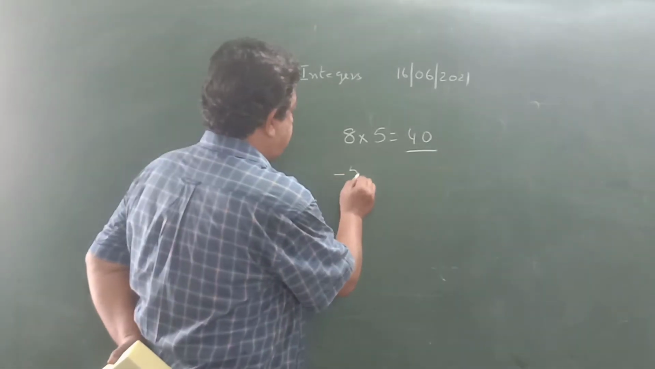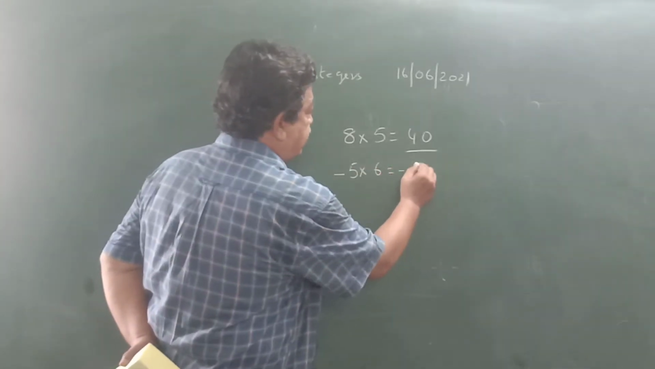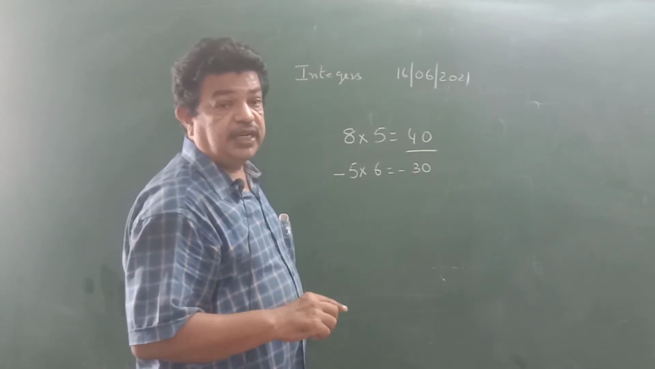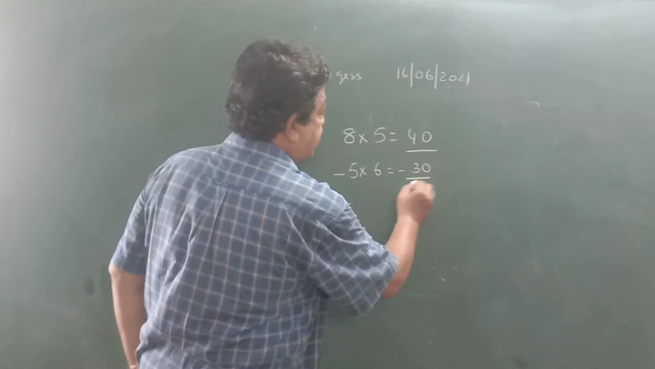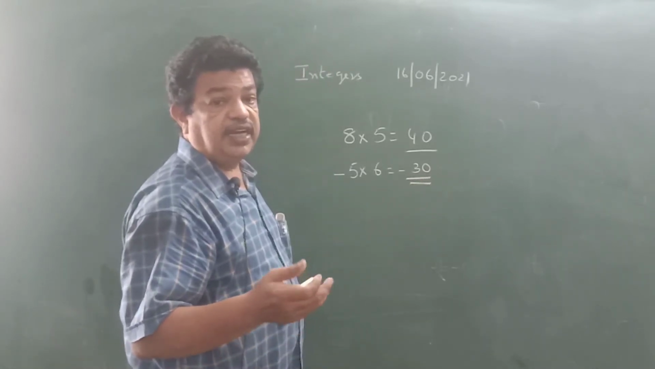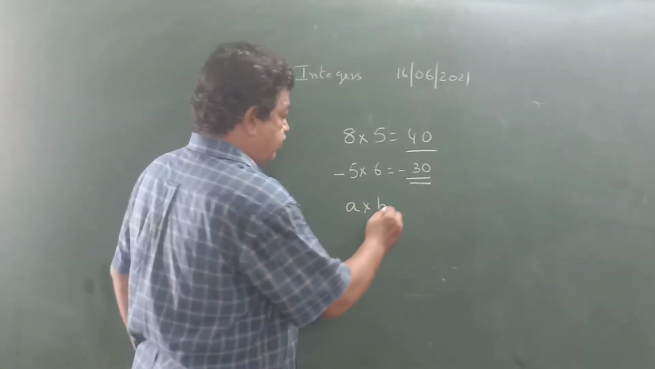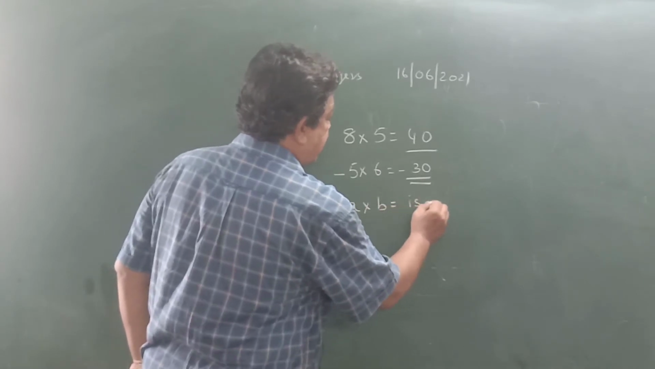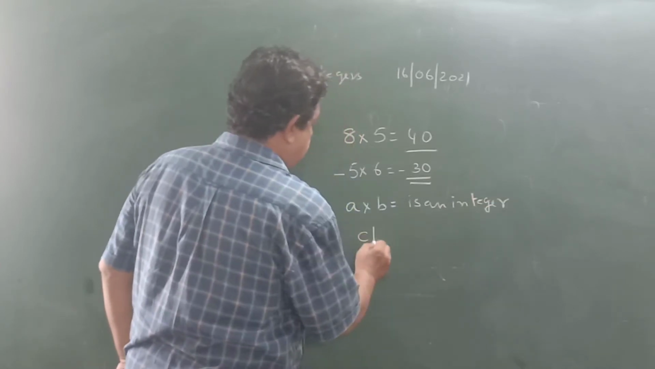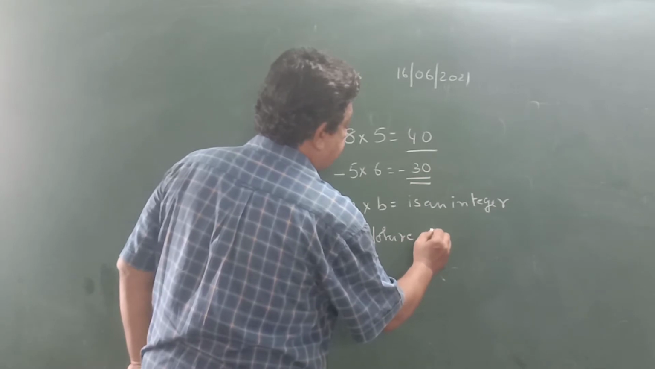I am taking a negative integer, minus 5, and multiplying it with a positive integer 6. The product is equal to minus 30. The product of two integers, one negative and the other positive, is a negative integer, but it is an integer. Therefore, the product of two integers is an integer. In general, if a is an integer and b is another integer, a into b is an integer. So, integers have closure property under multiplication.